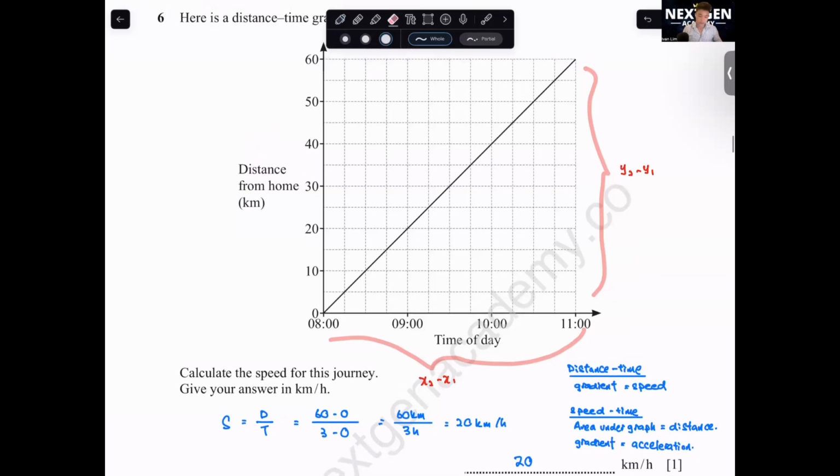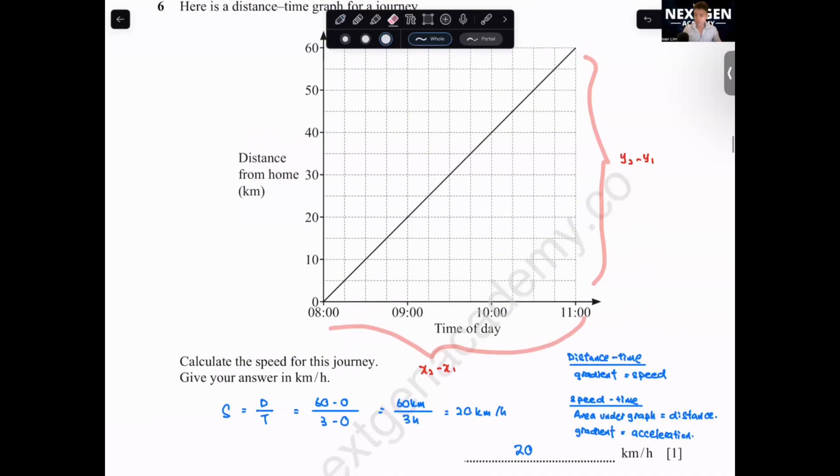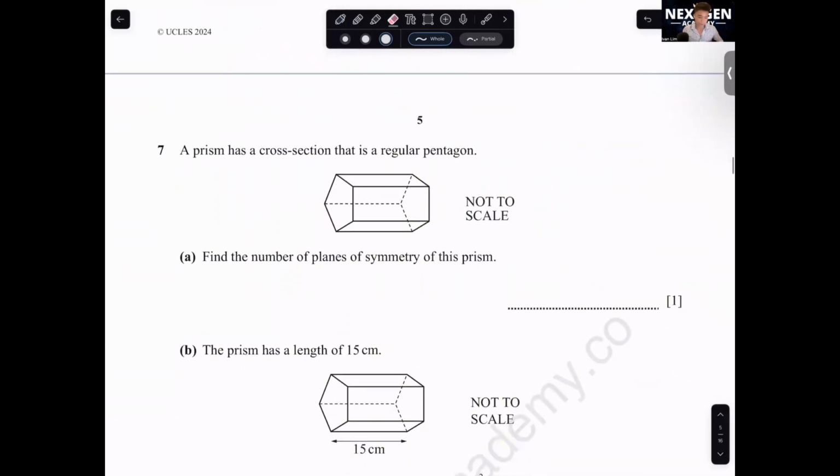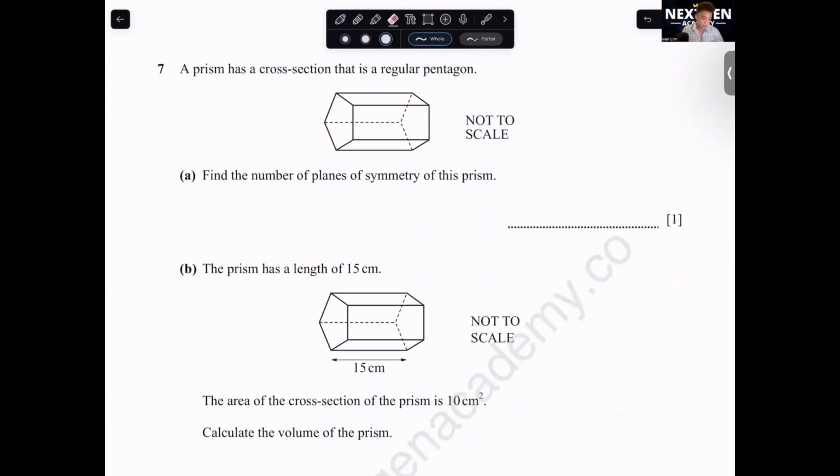Any question? This is question 6. Okay, if good, let's go to the next one. Number 7. A prism has a cross section that is a regular polygon. Find the number of planes of symmetry of this prism. Okay, what does plane of symmetry mean? How many planes of symmetry? This is a pentagon. Pentagon, 5. Okay, what is a plane of symmetry?